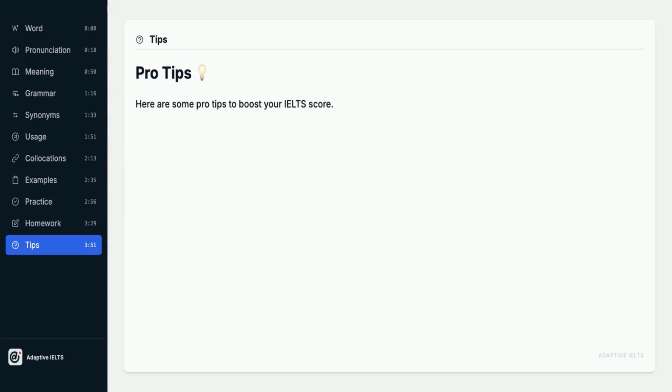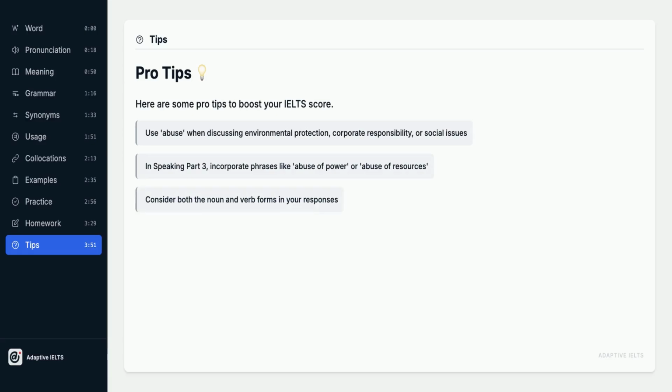Here are some pro tips to boost your IELTS score. For Writing Task 2, use abuse when discussing environmental protection, corporate responsibility, or social issues. In Speaking Part 3, incorporate phrases like abuse of power or abuse of resources when discussing authority and responsibility. Remember to use the word appropriately and consider both its negative and preventive aspects.